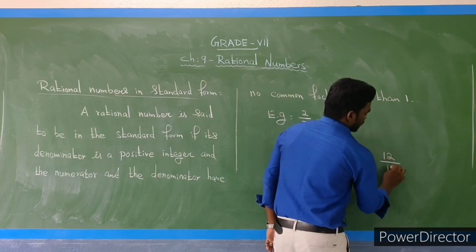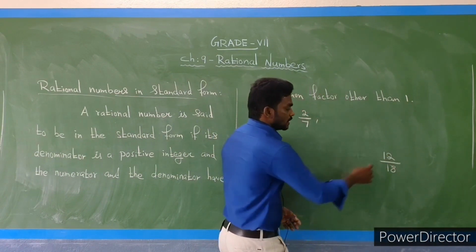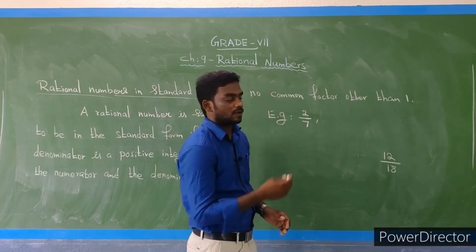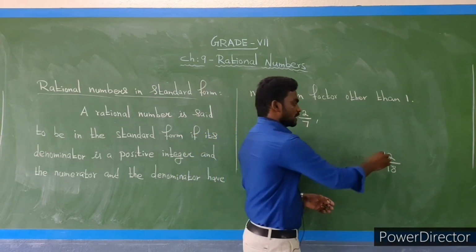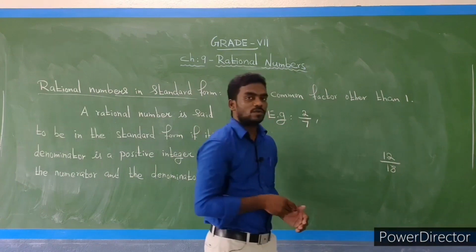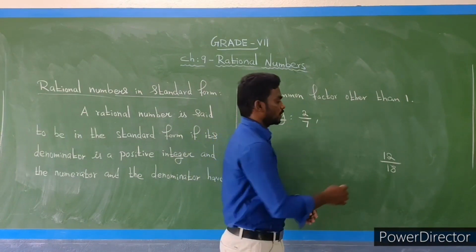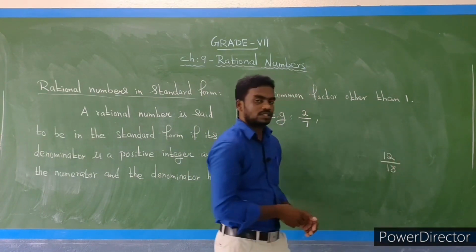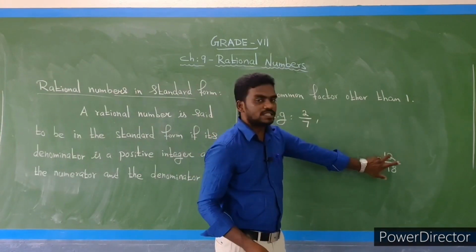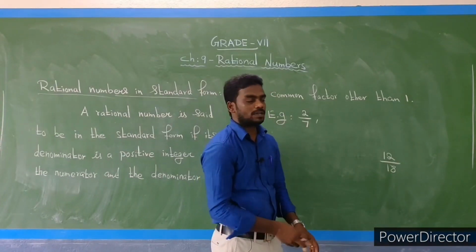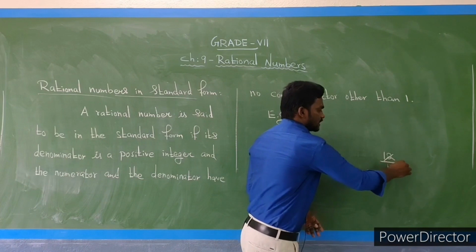Here, consider the number 12 by 18. This is not in standard form, because the numerator and denominator have a common factor other than 1. 2 is a common factor of these two numbers and 6 is also a common factor of the numerator and denominator. So this number is not in standard form.